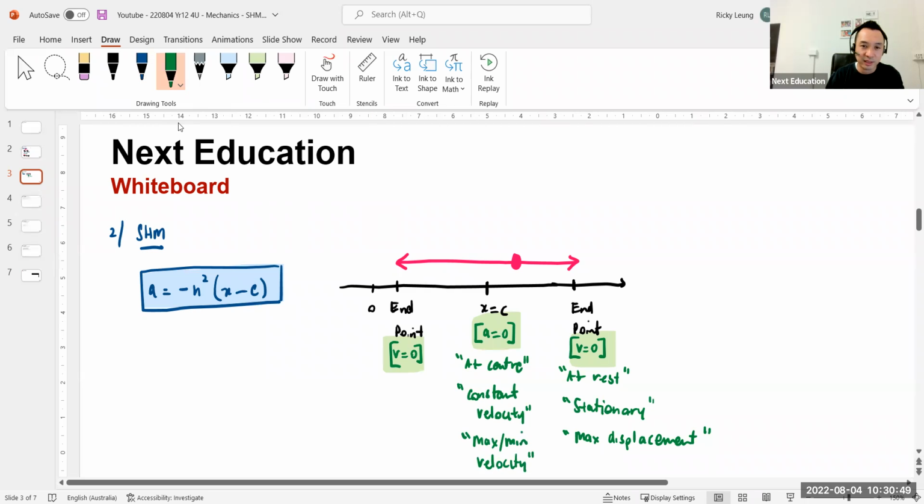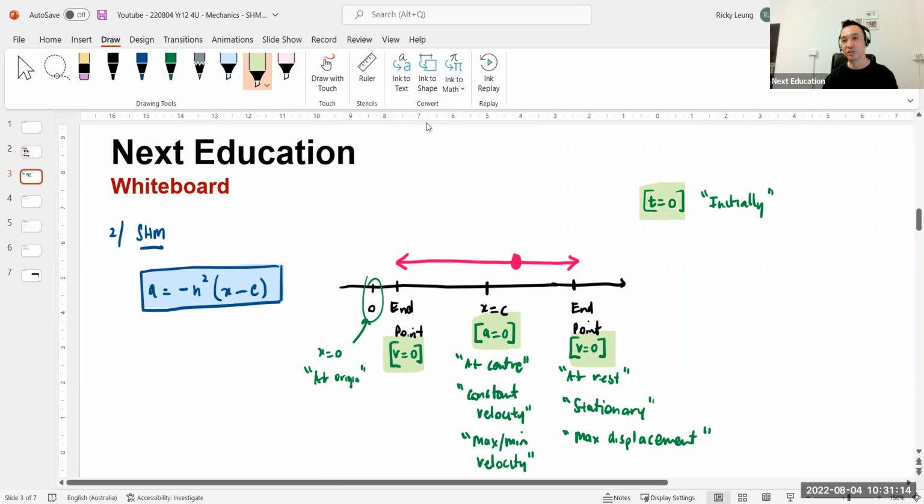Now, subtly, without talking too much about it, at x equals 0, the words there are at origin. And what isn't captured in all of this is when time equals 0, the buzzword for that is initially. So whenever you hear these words, the highlighted a equals 0, v equals 0, t equals 0, x equals 0, is basically what they want you to use mathematically.